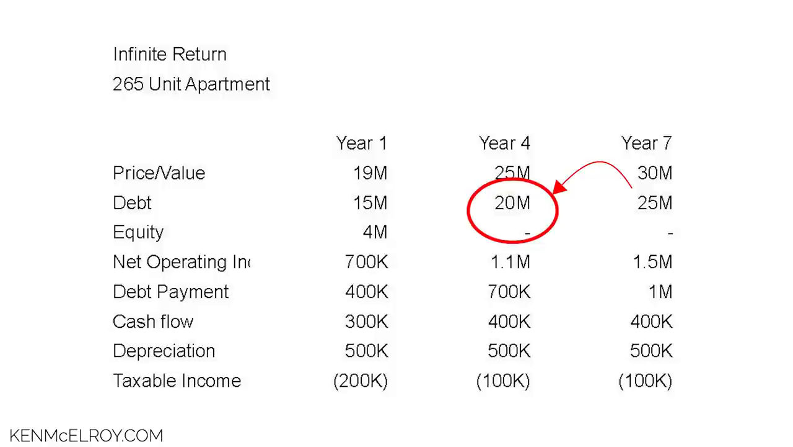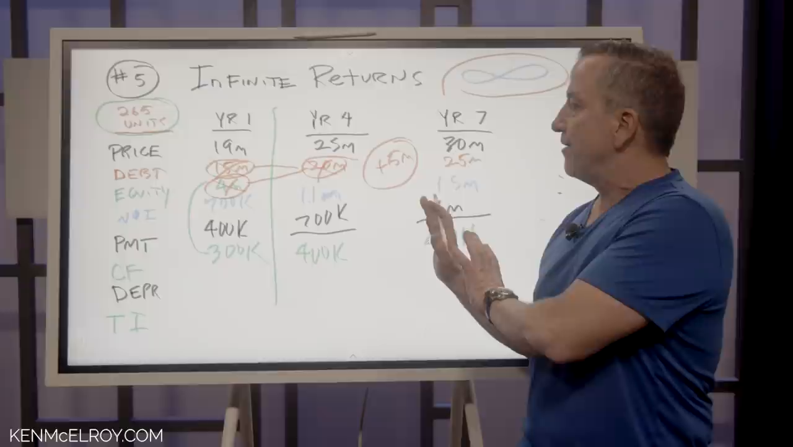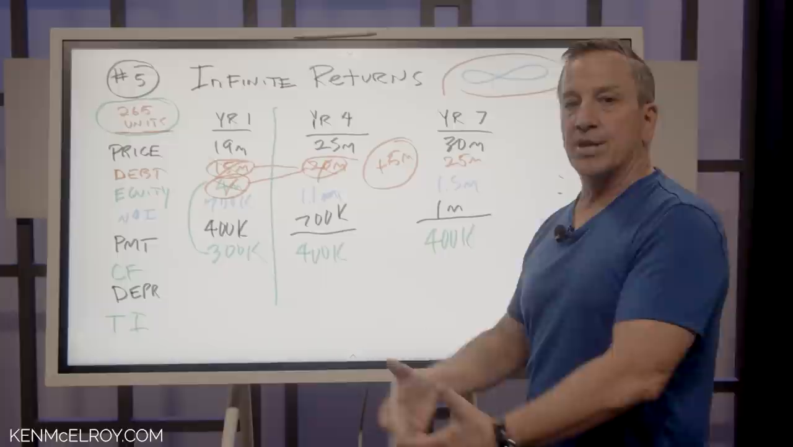So of course we pay off this $20 million. And now we have another $5 million that we distribute to the investors. And the payment, of course, went up to about $1 million, and the cash flow was about 400K. So what we did here was we became infinite in the fourth year. And then we kept distributing. And we still own this property today, and we're still putting new debt on this.